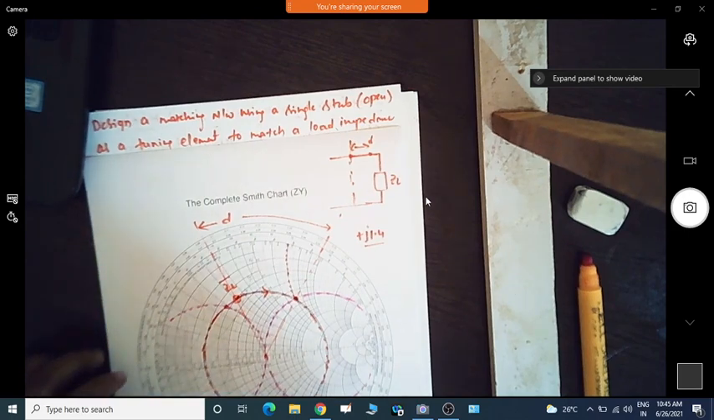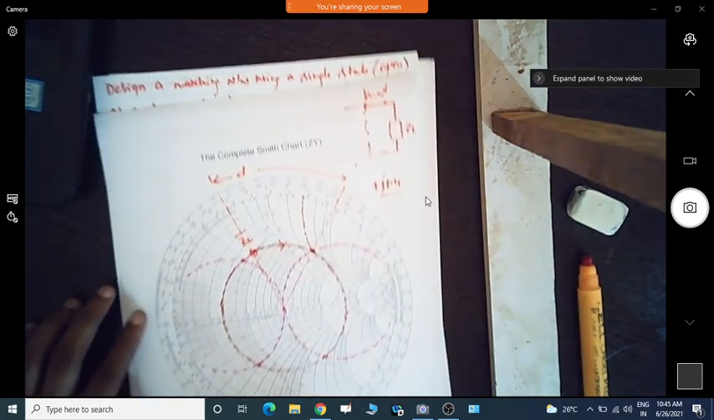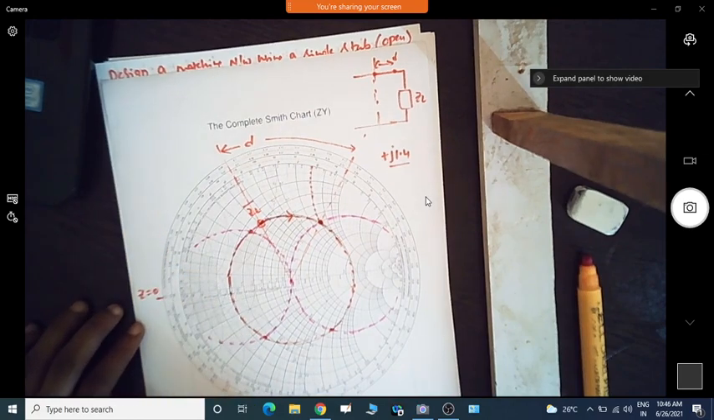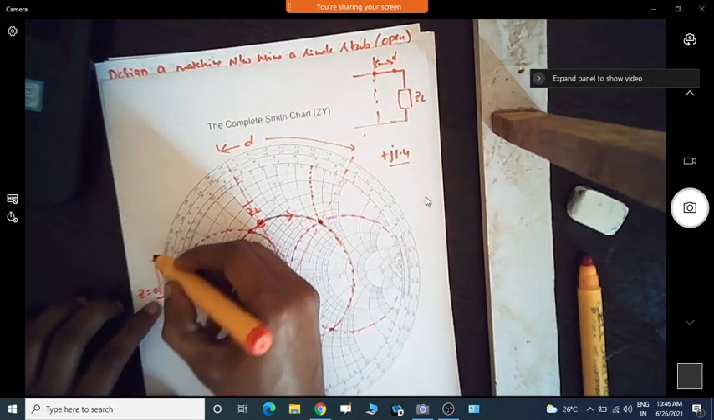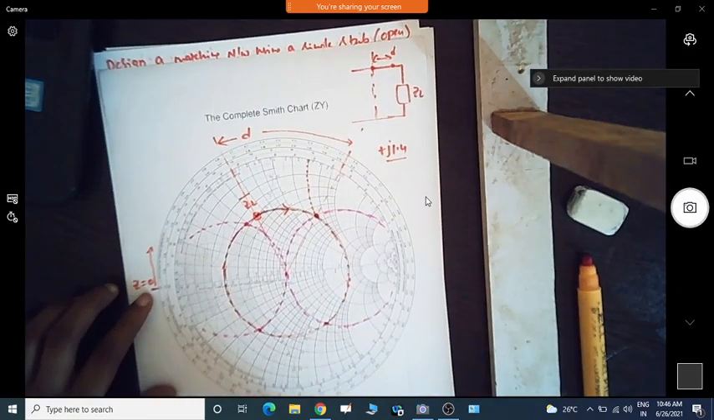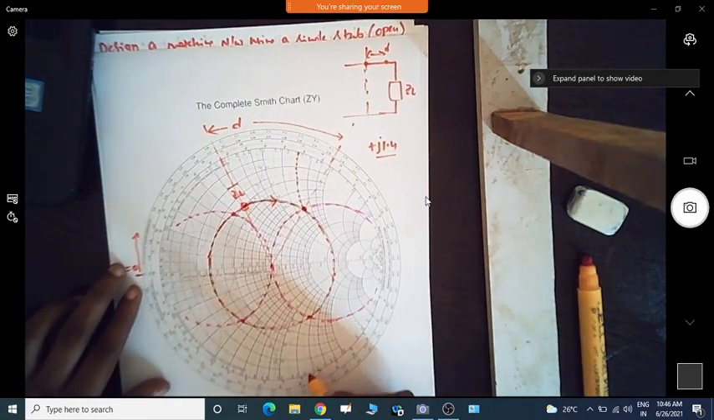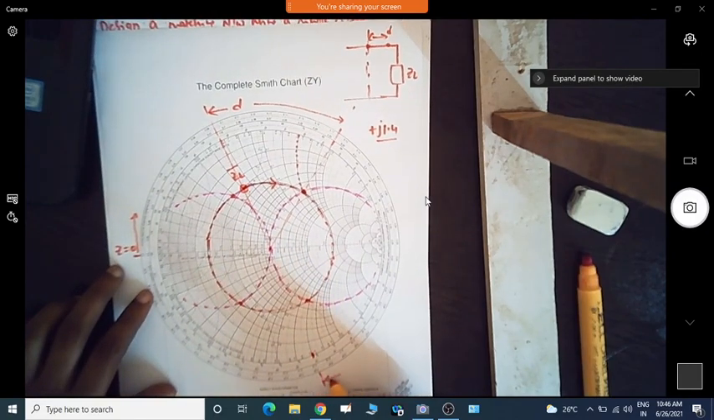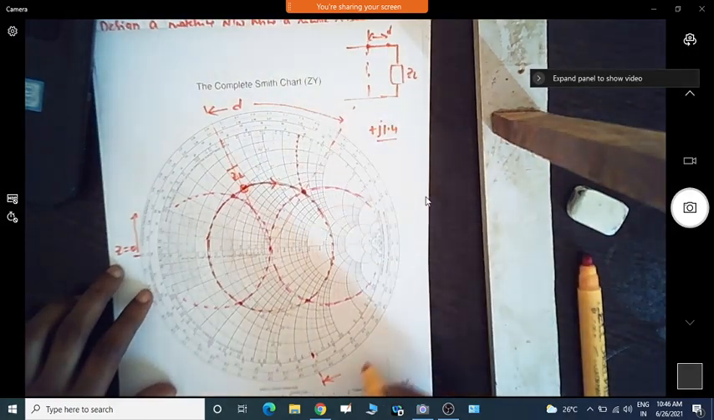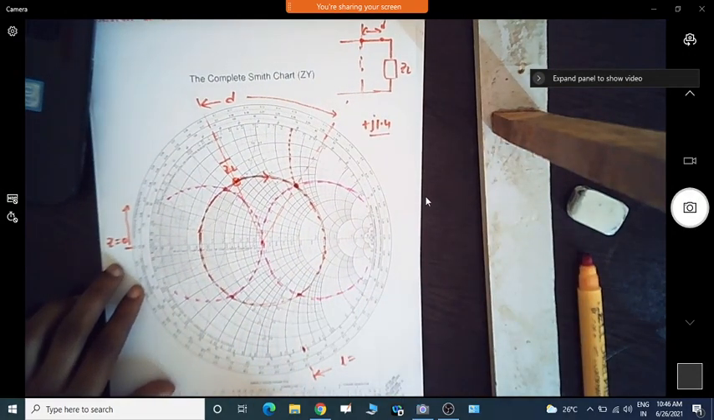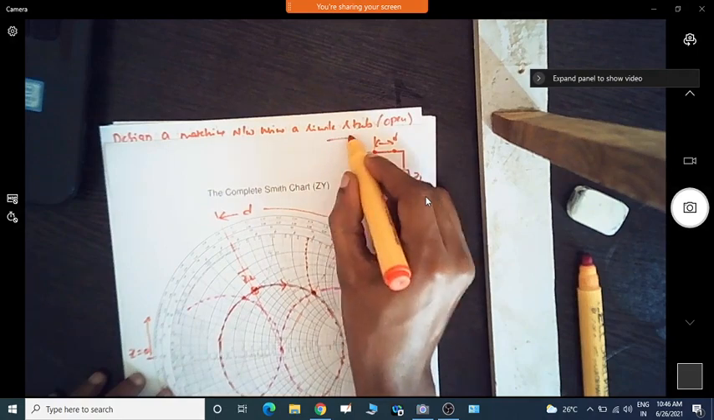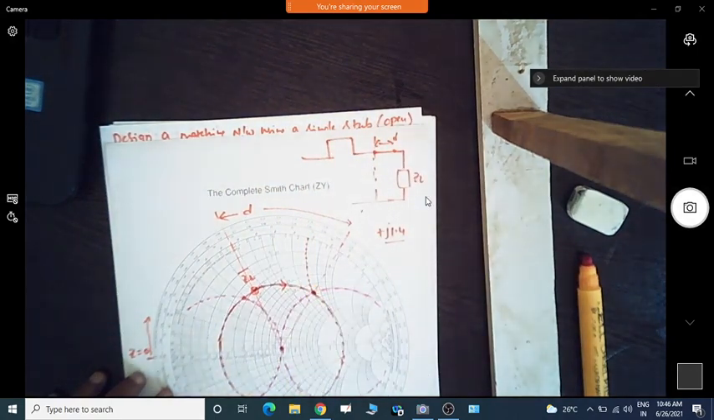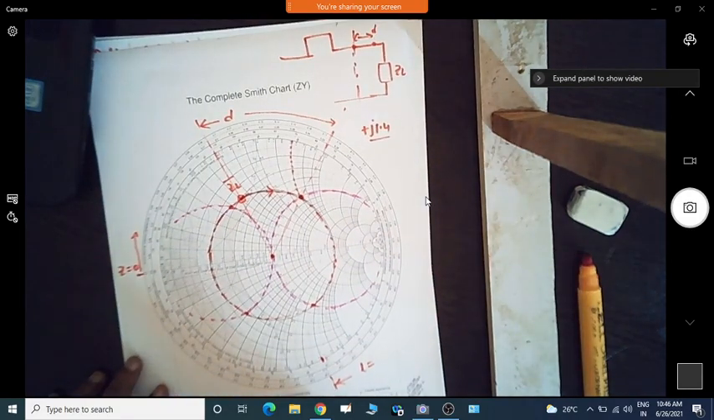So the length of the stub will give minus j1.4. Now we can see here we have Z equal to 0. From this point I need to move till the value of minus j1.4, which is here. Till this value I need to move from here to here. That is not the length of the stub, that is the length of the series stub I need to connect, so that this will nullify and I will get the matching at the center of the Smith chart.